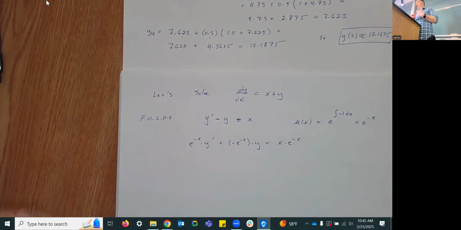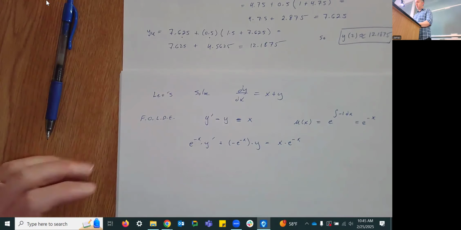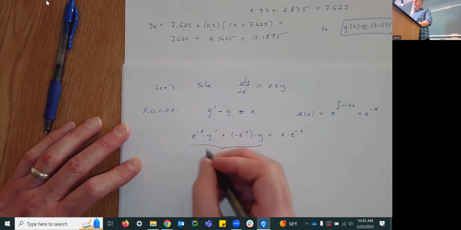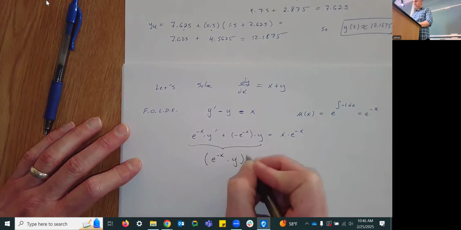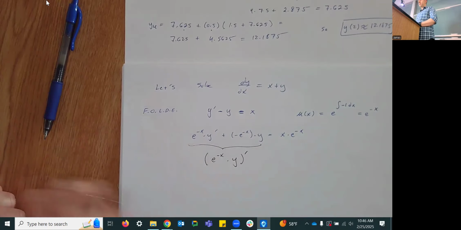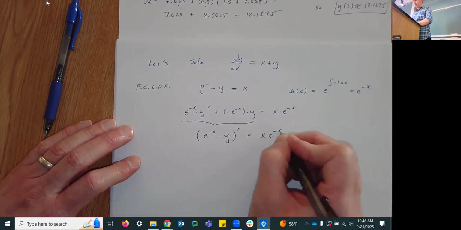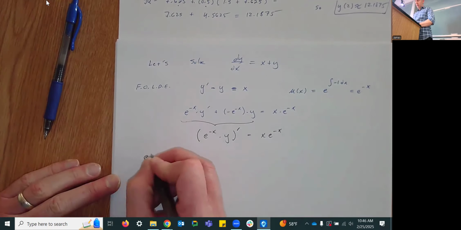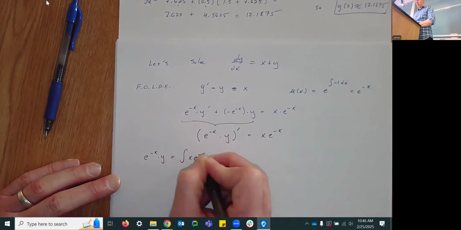Again, as we've said before, the whole reason for doing this is because every time you do this, the left-hand side of this differential equation becomes the derivative of a product. Specifically, the derivative of the product of your integrating factor times your function y. So then we're going to get that this is equal to x e to the negative x. And then we're going to integrate both sides and get that e to the negative x times y is equal to the integral of x times e to the negative x dx.